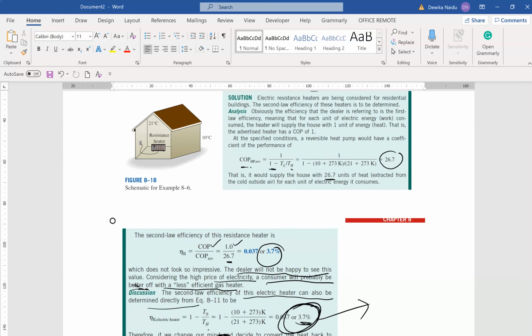I hope you understand this. Thank you. So that is the end of chapter 8. The other part, from 8.4 onwards, is not in your syllabus, so you don't have to look at it. So we stop at 8.3.